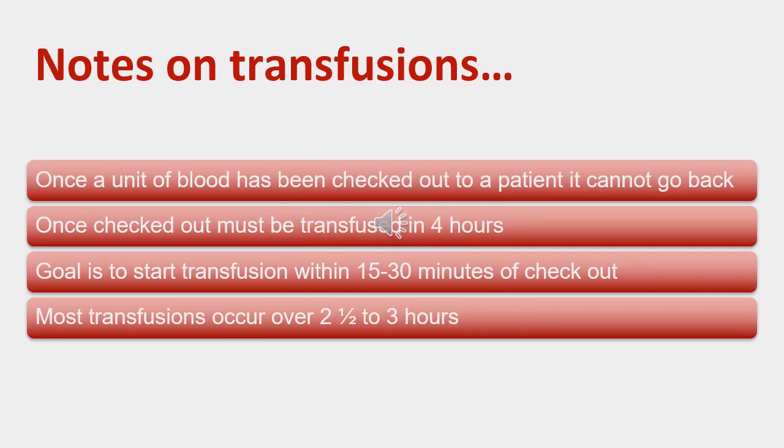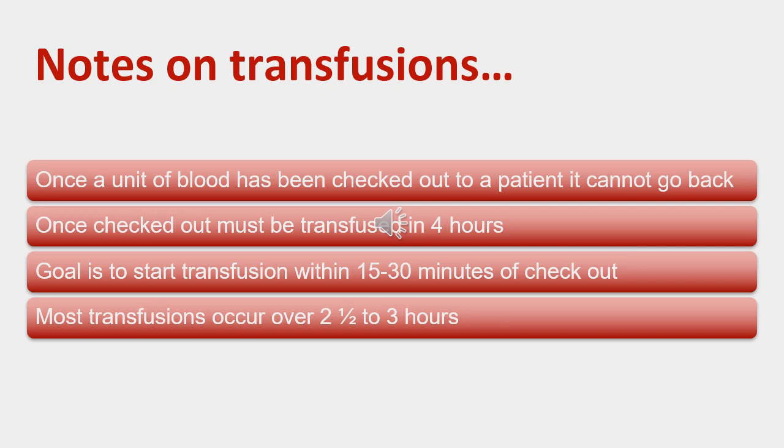Couple of notes on transfusions. Once a unit of blood has been checked out, it cannot be checked back in. We will only check out a unit of blood if administering the blood is assured. Once a unit of blood is checked out, the transfusion must be completed in 4 hours. The goal is to begin a transfusion within 15 to 30 minutes of checking out the unit of blood.